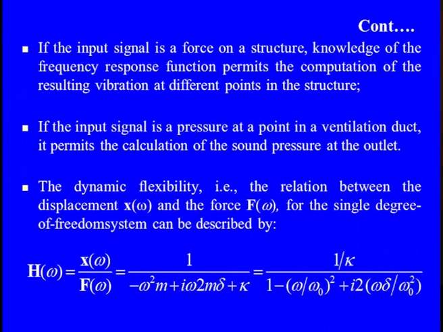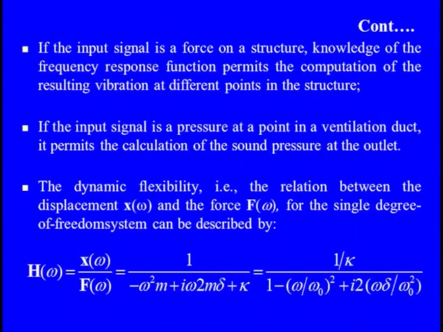And for a mass, damper and spring system, we can say that the dynamic flexibility is equal to 1 over minus omega square m plus iota omega delta plus k, where m is the mass of the object, omega is the frequency at which the excitation occurs, delta is the damping coefficient and k is the spring coefficient.